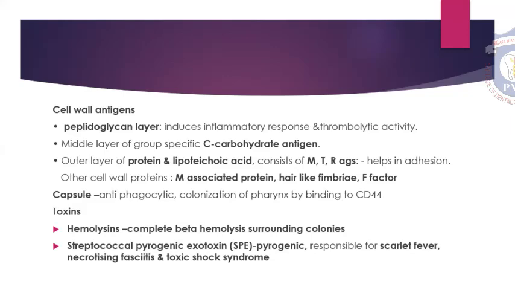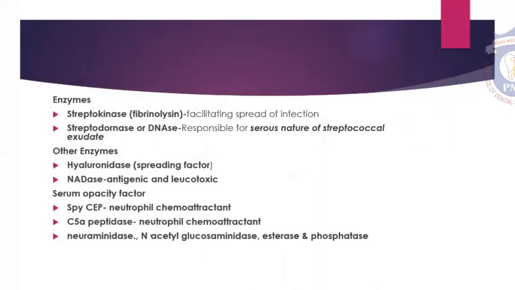Then next comes the capsule, which is antiphagocytic and helps in the colonization of the pharynx by binding to CD44 receptors. Then toxins. In toxins, there are hemolysins and streptococcal pyrogenic exotoxin. And enzymes, which include streptokinase, streptodornase, hyaluronidase, NADase, C5a peptidase, SpyCEP, serum opacity factor, neuraminidase, N-acetylglucosaminidase, esterase, and phosphatase.